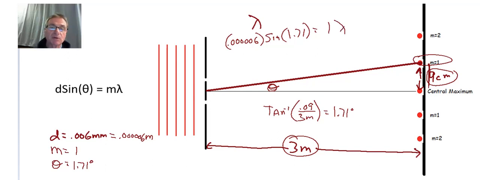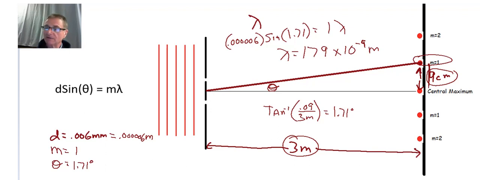So when we calculate the sine of 1.71 degrees and multiply that by 0.000006, we get lambda equal to 179 nanometers, or 179 times 10 to the minus 9th meters. On your calculators, you may come up with 1.79 times 10 to the minus 7th. That's the same as 179 times 10 to the minus 9th. With light waves, we always talk in terms of nanometers, because that's the way scientists talk about light waves. So this is problem 1.